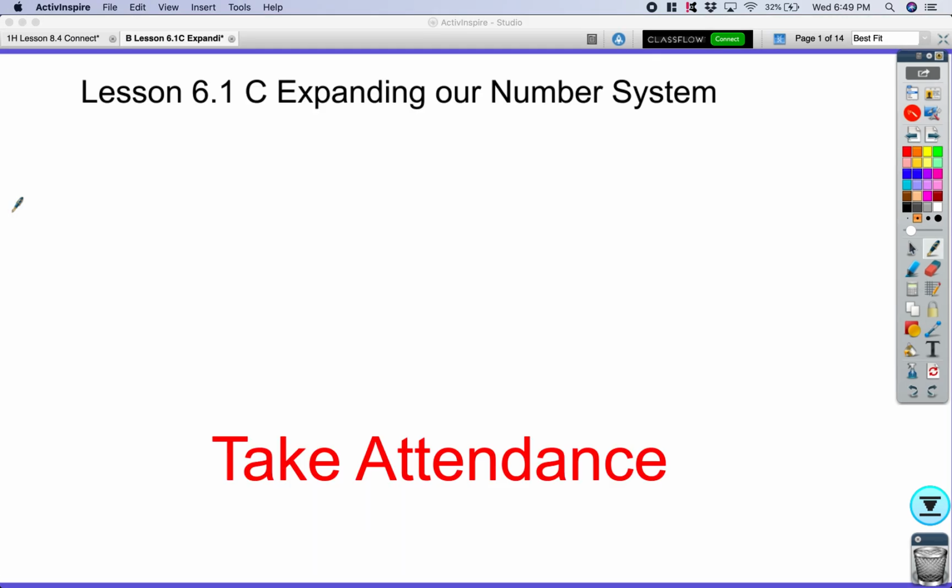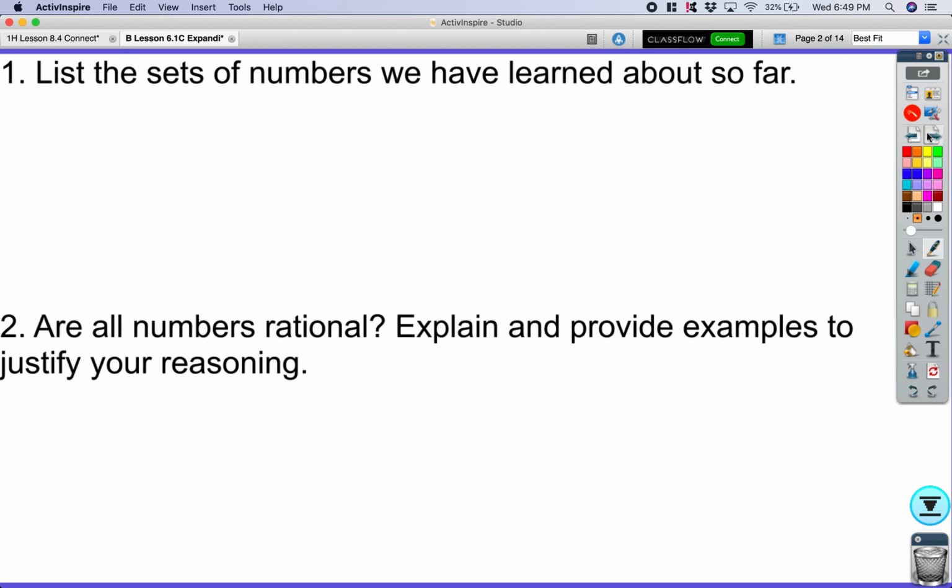What's going on, everybody? Today we're going to be looking at 6.1c, expanding our number system. If you remember, at the beginning of the year we talked about certain numbers, natural numbers, whole numbers, and so on and so forth. We're going to review that and actually add a few. So, list the subsets of numbers that we have learned so far.